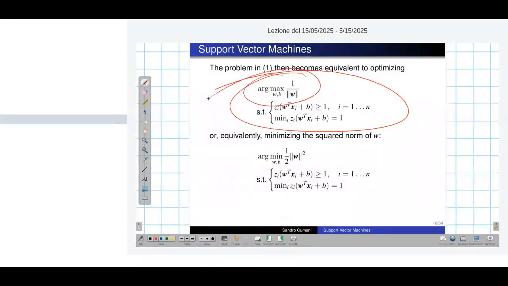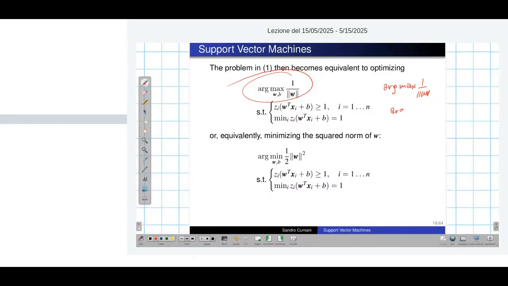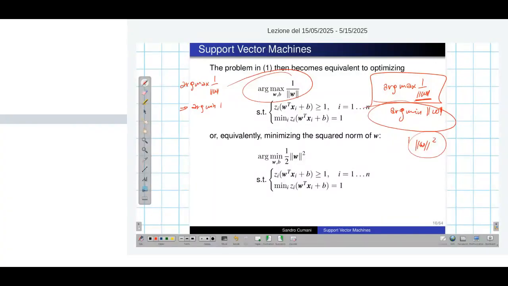We need to maximize 1 over the norm of W subject to the fact that the minimum of all the Zi times the score is equal to 1, and all Zi times the score is greater or equal than 1. Now, maximizing 1 over the norm is not nice from the point of view of taking gradients and derivatives. We can observe that argmax of 1 over the norm of W corresponds to the argmin of the norm of W. If I have a solution that maximizes 1 over the norm of W, it will need to be a minimum of the norm of W for 1 over the norm of W to be maximum. And then a model which has a minimum value of the norm will also have a minimum value for the squared norm. So argmax of 1 over the norm of W corresponds to argmin of the norm of W, and corresponds to argmin of the norm of W squared.